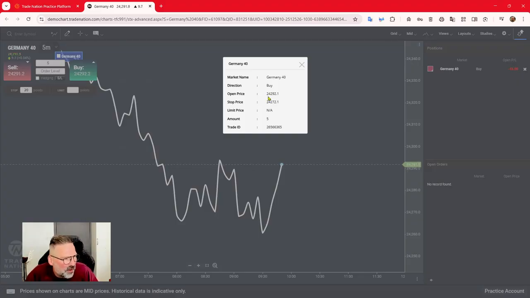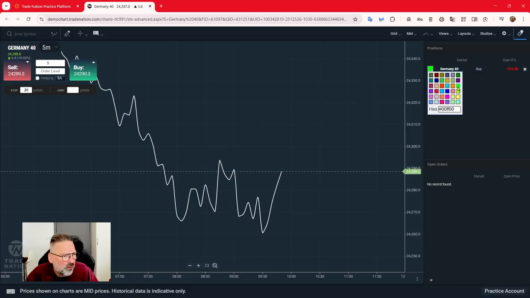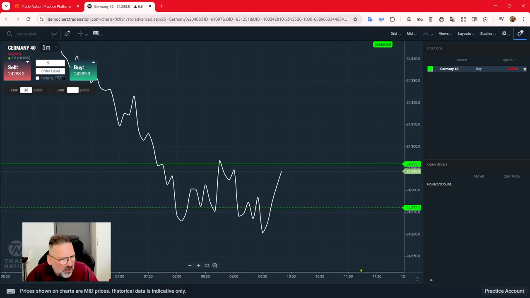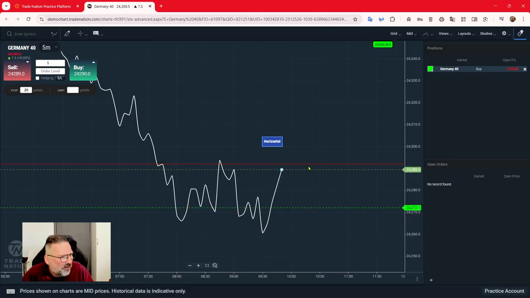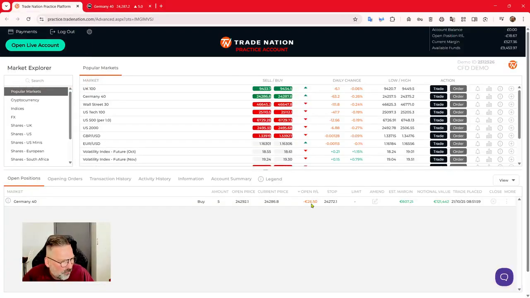We opened at 24,292.1 and our stop is at 24,272.1, 20 points lower. So let's make that green. And here you see, now our stop loss is here, the dotted line. This is our entry. And right now, we're losing money. The price is not going up. See, we're losing money.